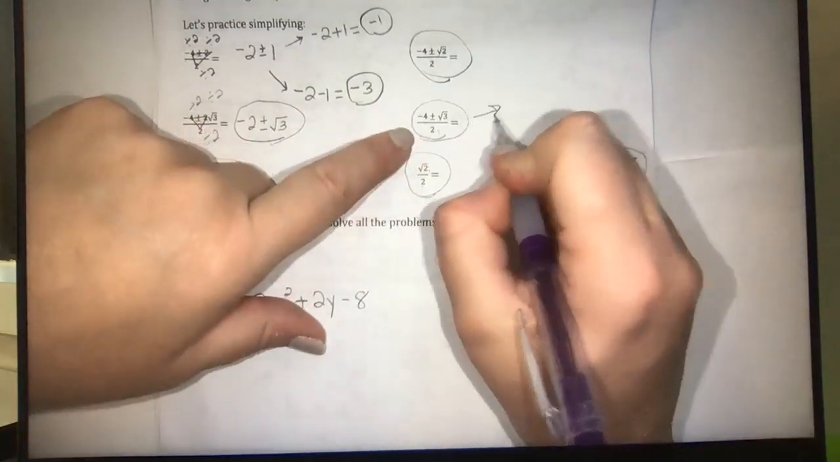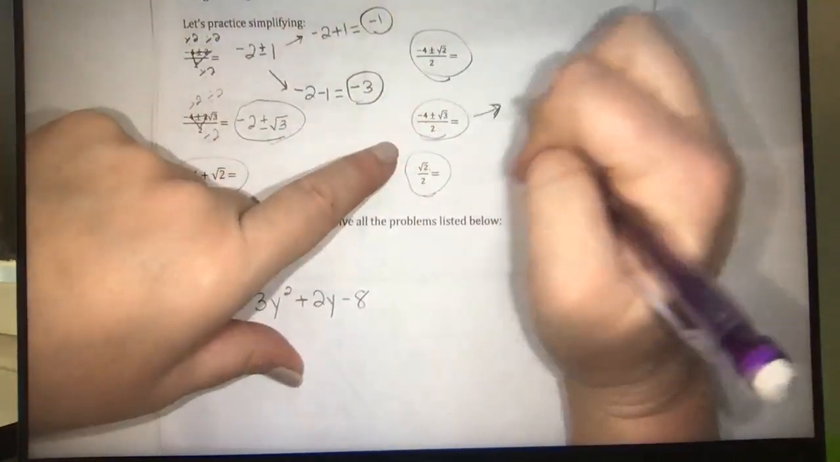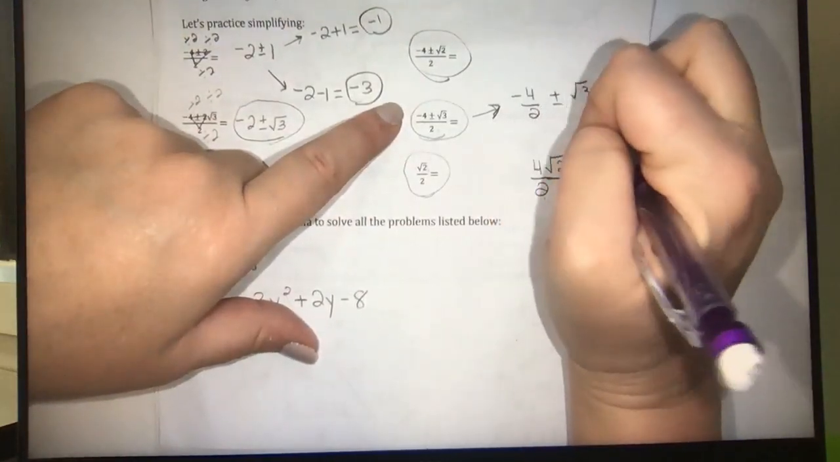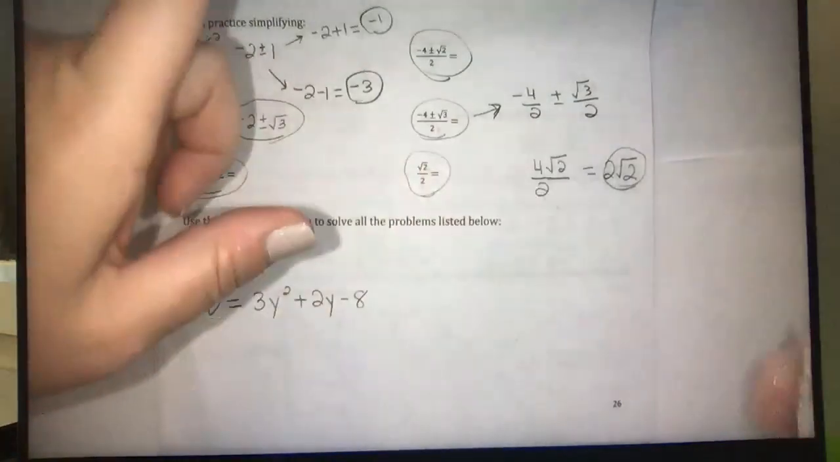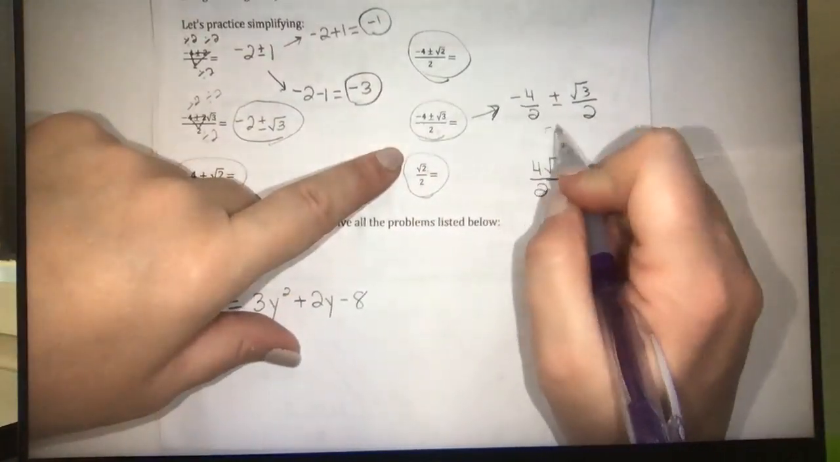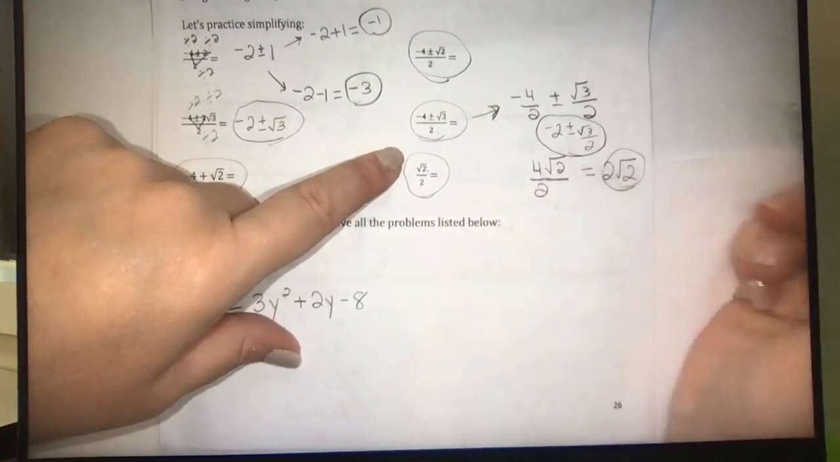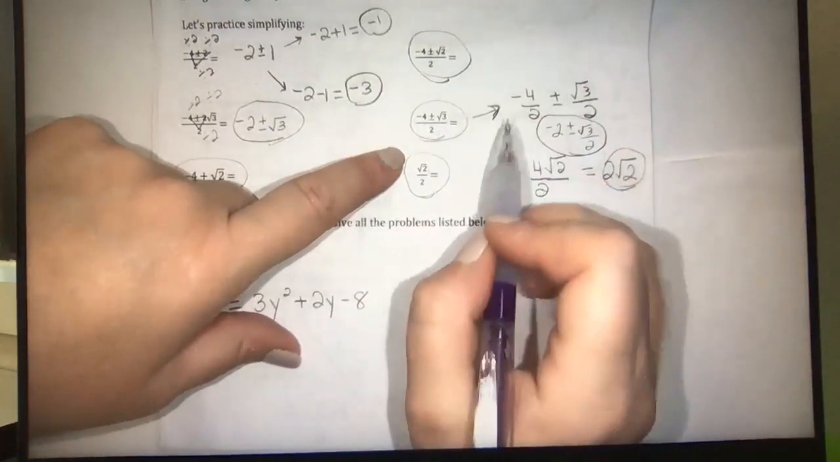Okay, so there is another option. Kirsten, there is another option. You can split this up like this. You can split it. And then this is going to become -2 plus or minus root of 3 over 2. But that's just a lot of work.